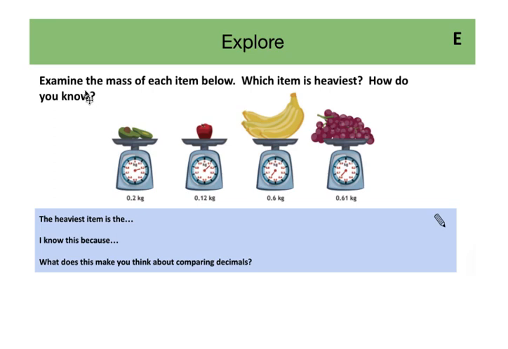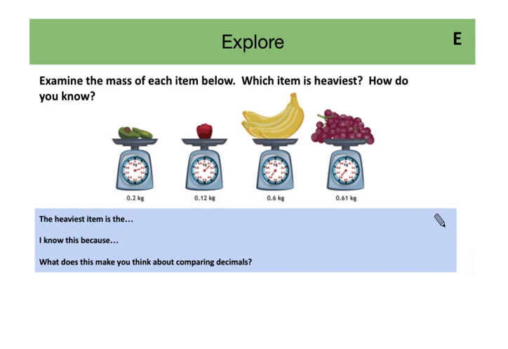Here it wants us to examine the mass of each item below. Remember, mass is the amount of matter an object has. It's asking us to find which item is the heaviest and how do we know? So you're going to complete these prompts: The heaviest item is the, I know this because, and what does this make you think about comparing decimals? Go ahead and complete those 3 sentences. When you're ready, unpause.